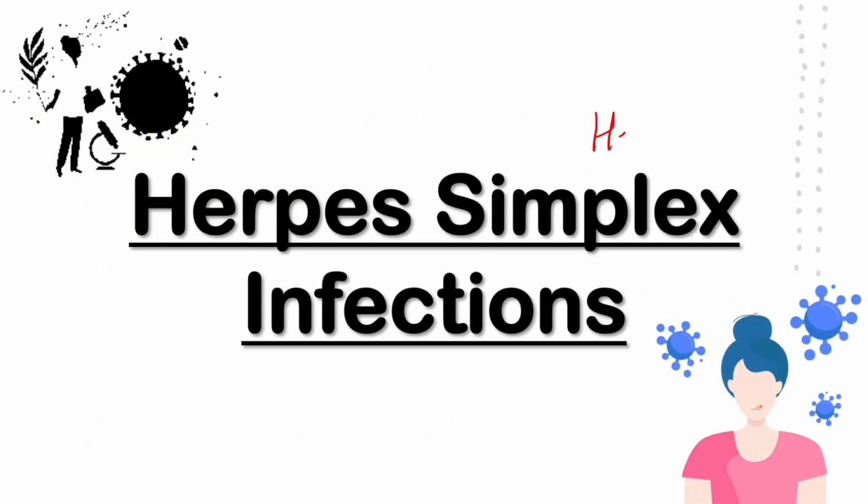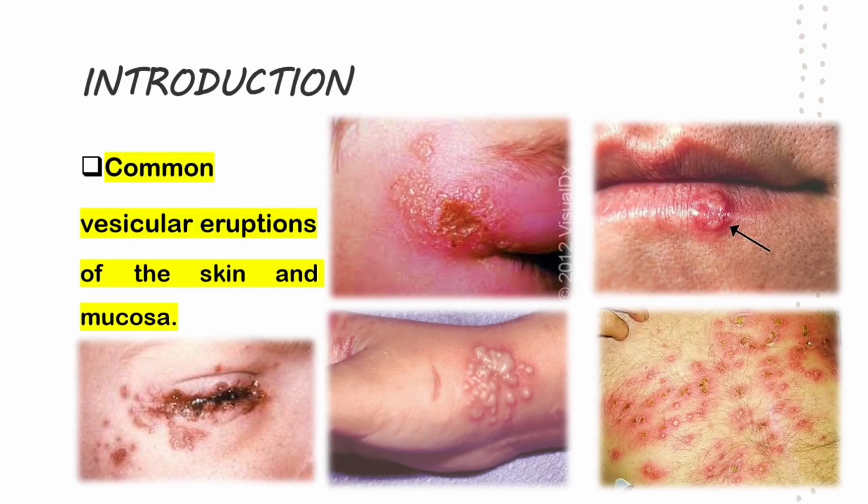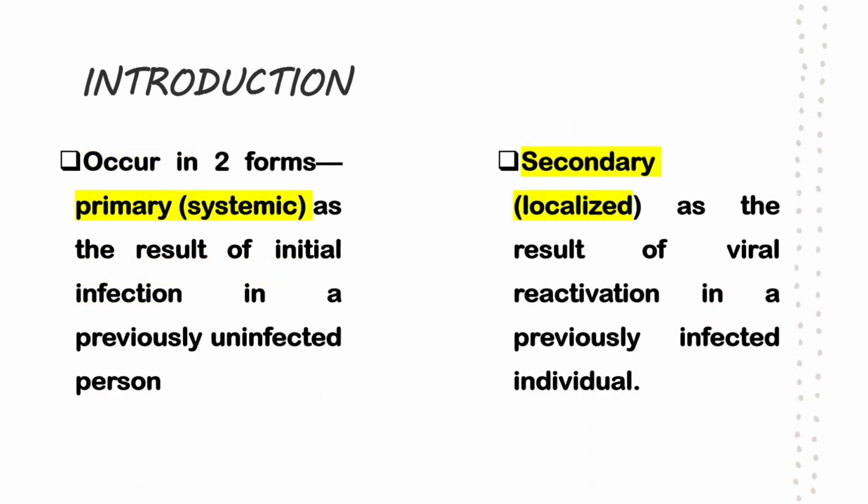Hello, in this video we are going to talk about herpes simplex infections. Herpes simplex virus infections manifest as common vesicular eruptions on the surface of skin and mucosa. Herpes simplex virus infections occur in two forms.